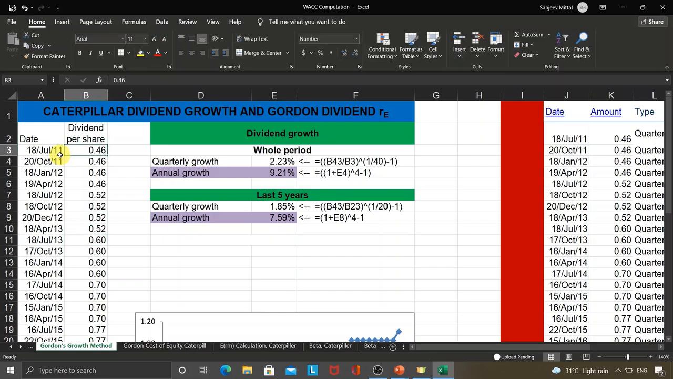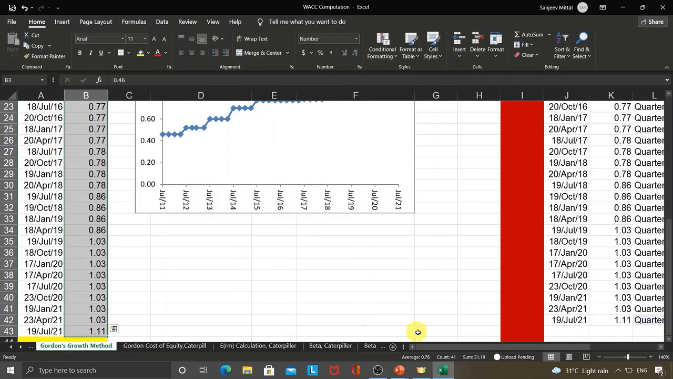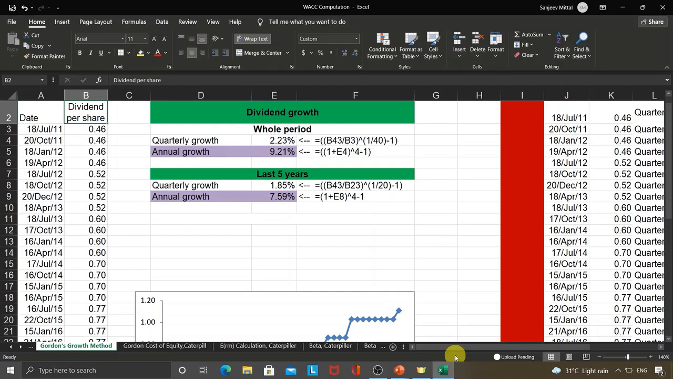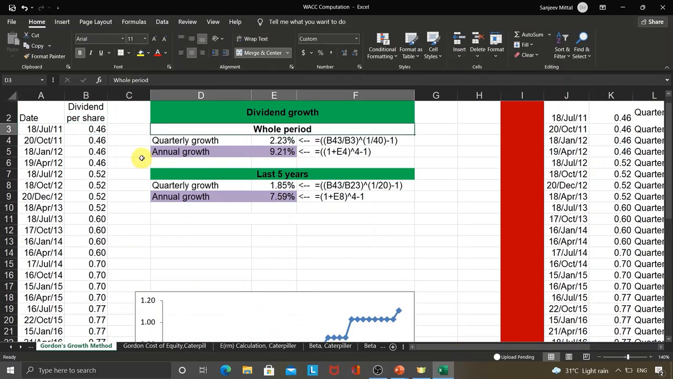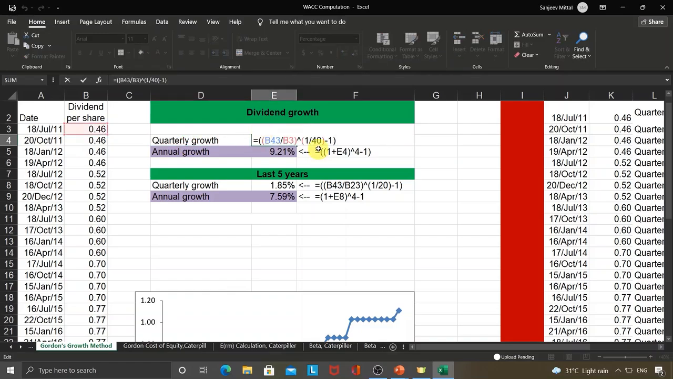And if you see the dividend, there are a total of 41 times the company has paid dividend in the previous 10 years. So if I want to calculate the quarterly growth rate, how can we do that? We can simply select the formula inside the Excel. Now, you will say that I don't understand how the growth rate formula has been used.